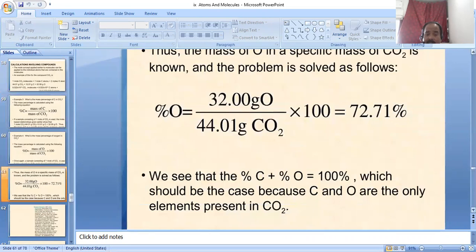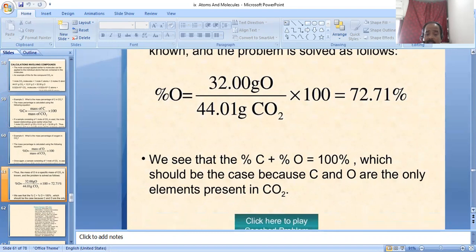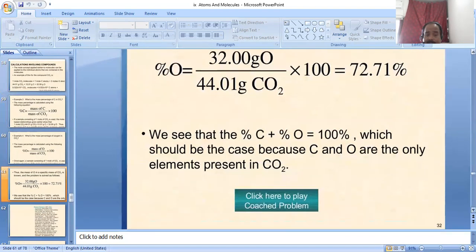So we see that the percent of carbon plus the percent of oxygen equals 100%. This should be the case because C and O are the only elements present in carbon dioxide.